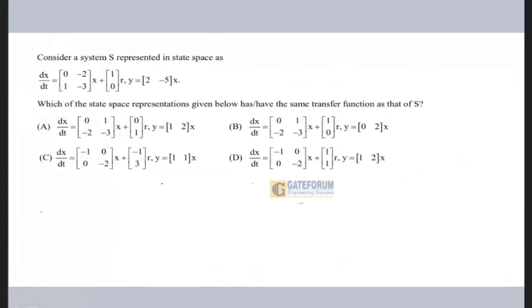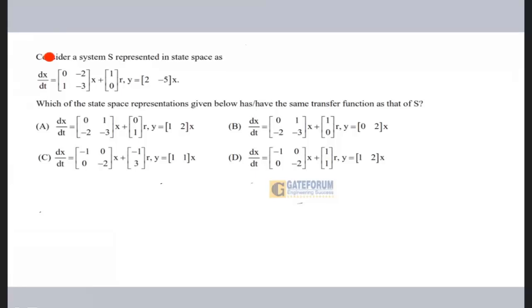Hello students. So this particular question was asked from the control system state space analysis part, and it was asked in GATE 2024 ECE. In this particular question, they are asking: consider a system S represented in state space as dx by dt equals 0 minus 2 1 minus 3 x. So this is the state equation they have given, Ax plus Bu, and this is y equal to Cx, that is the output equation.